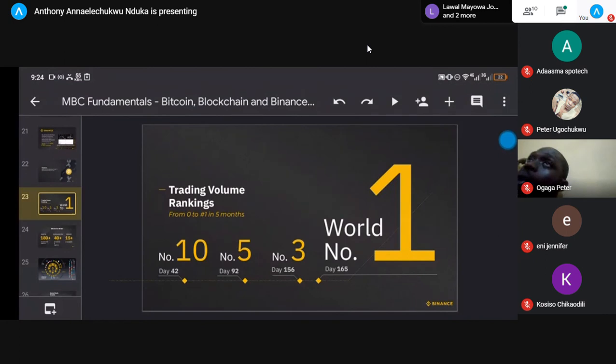Binance is the number one cryptocurrency exchange currently in the world. They started, and within days they became the 10th position in the world. They moved to fifth position, third position, and currently, in just 5 months, from 0 to 5 months, they became the world's number one. Why? Because of the volume, because of the user experience, because of how they serve their users, because of the way the interface and every other thing is on their platform, which makes it the number one. Many people are into Binance, trading on Binance, making use of Binance because it's completely the best.